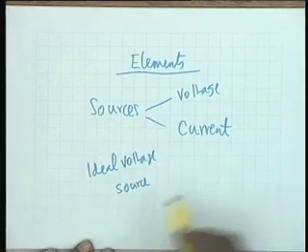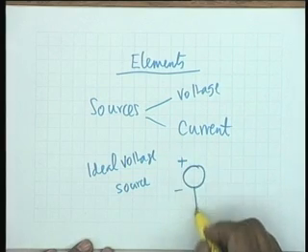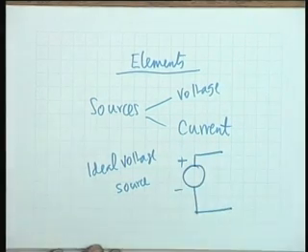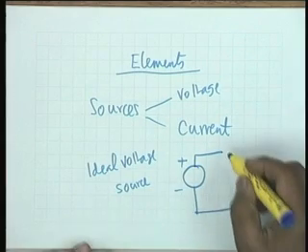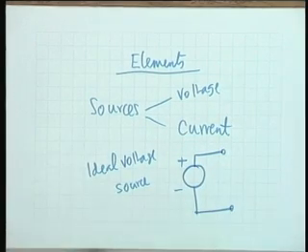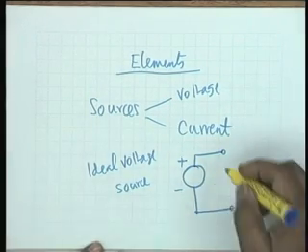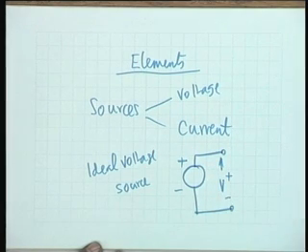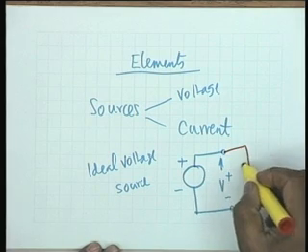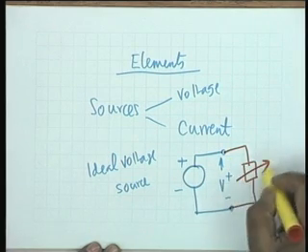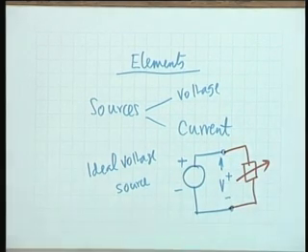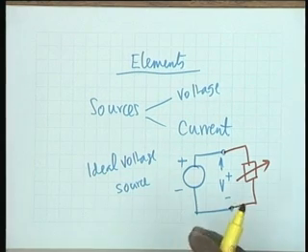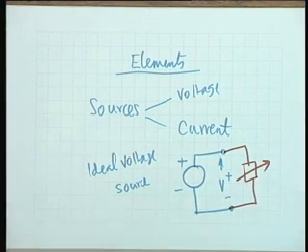An ideal voltage source is one represented like this with a polarity. An ideal voltage source is one which maintains its terminal voltage V independent of what is connected as the load. In other words, whatever be the current demand from the source, the terminal voltage remains the same. This is an ideal voltage source.